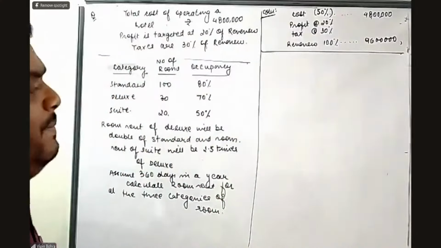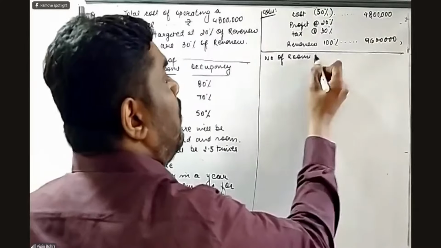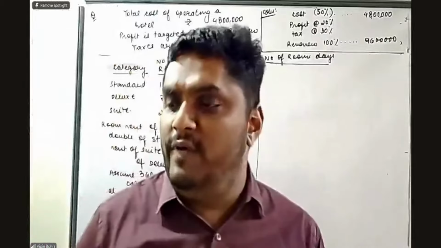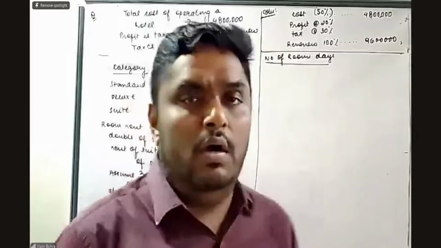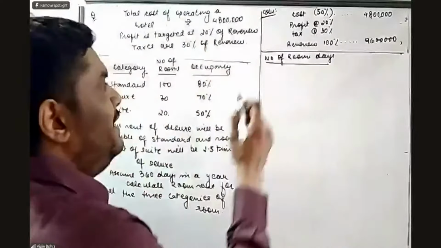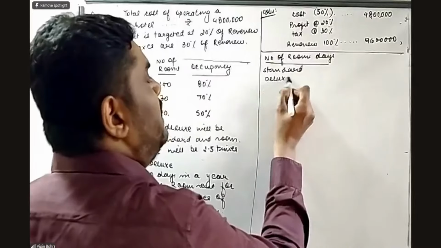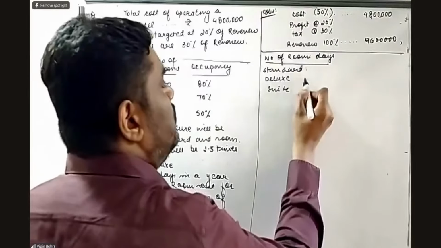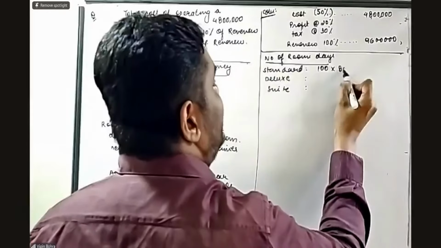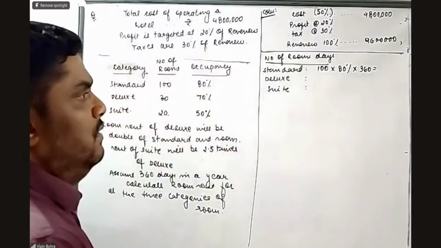Now let's calculate the number of room days. This calculation is very important, as when you find a question on the hotel industry, you have to calculate the number of room days in every question. So here there are three categories of room: standard, deluxe, and suite room. The number of rooms is 100, occupancy is 80%, and assuming 360 days in a year, we'll get the total number of room days.